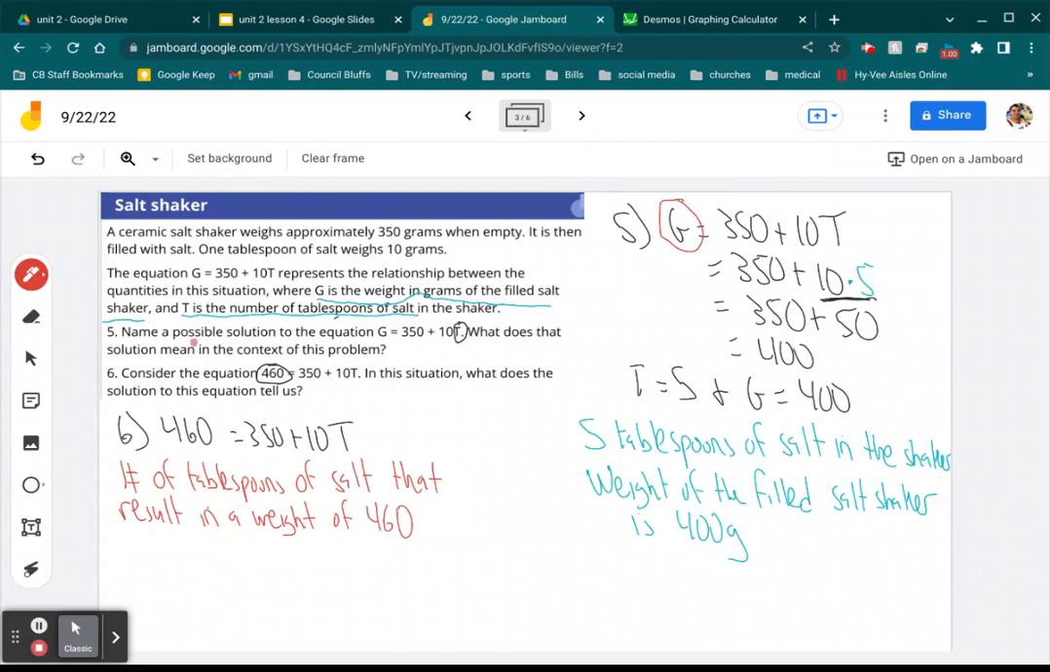I would have examples 5 and 6 in front of you as you're working on your cool down, because it's going to help a lot.